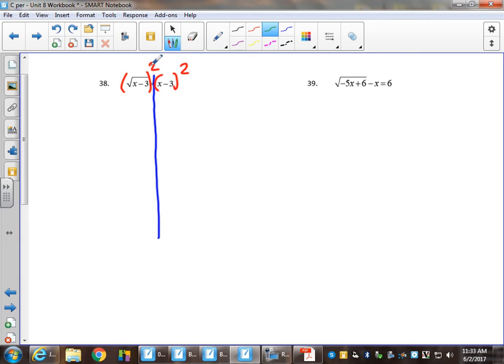Try again. Phone a friend. Cancels. Leaving what behind? And now let's address that. On the right side, do we distribute in this too? Do we distribute in the 2? Good answer. Why? What does this actually mean?